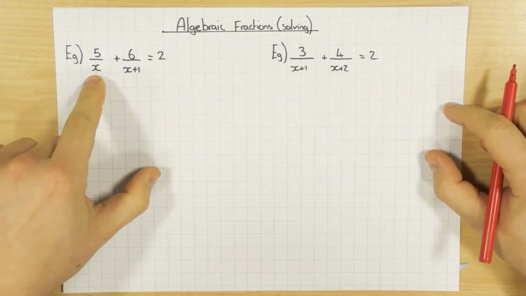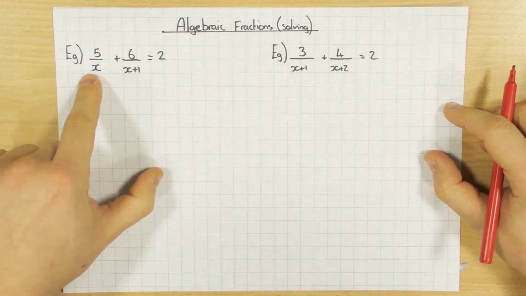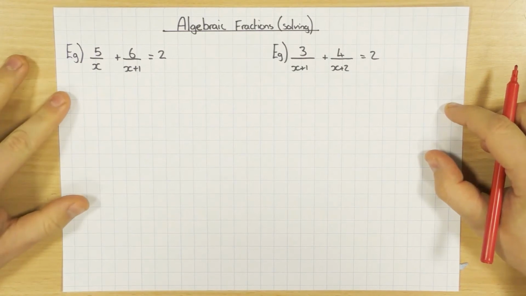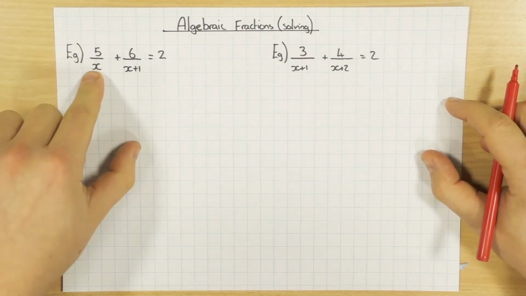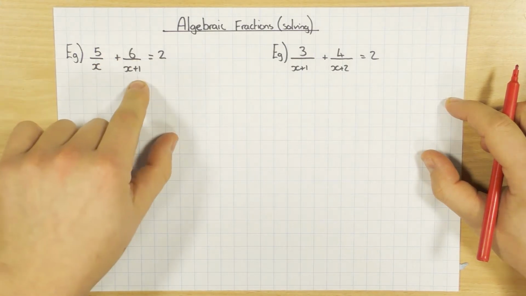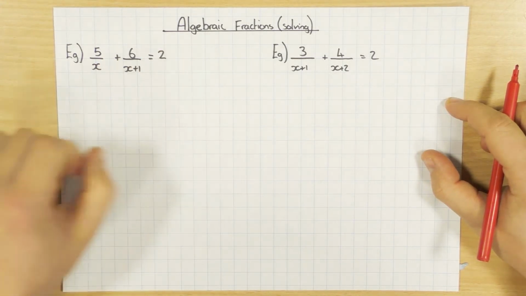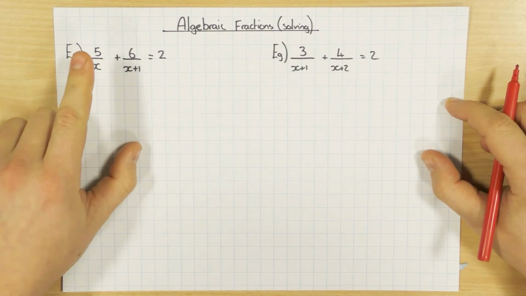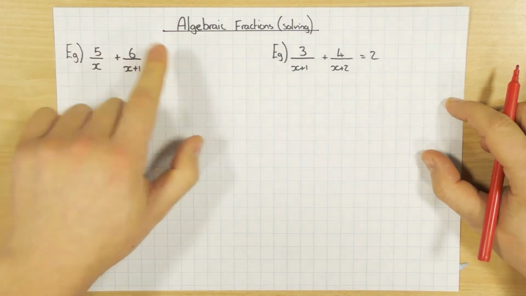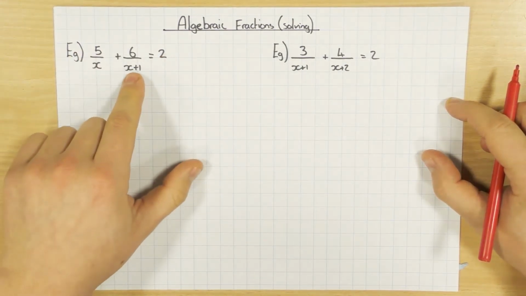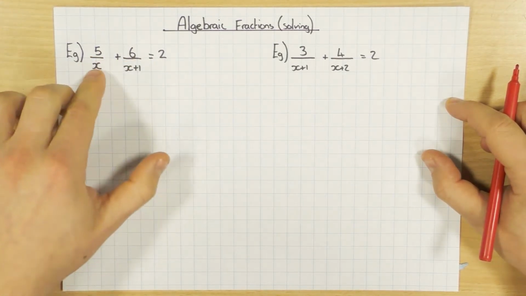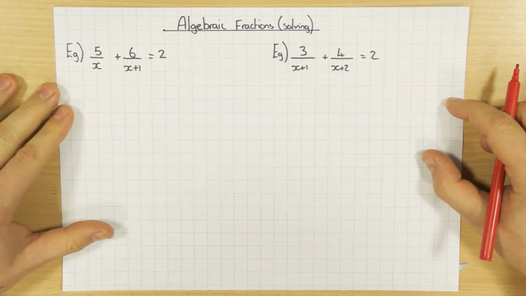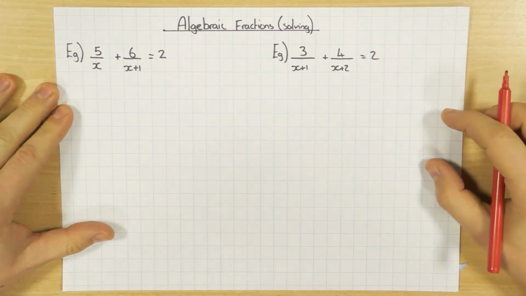If you have a denominator, in this case I've got an x and an x plus 1, I want to times everything. When I say everything I mean the 5x over x, the 6 over x plus 1 and the 2 by the same thing. So I'm going to want to times everything by x, and I want to times everything by x plus 1. The reason I do that is because it will remove the x and the x plus 1 from being on the denominator. So this is how I set it up.